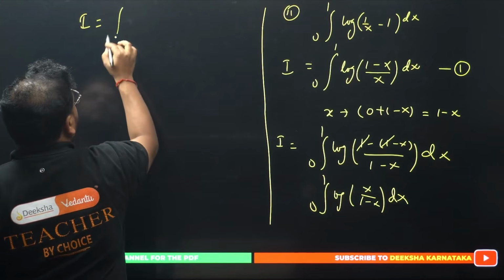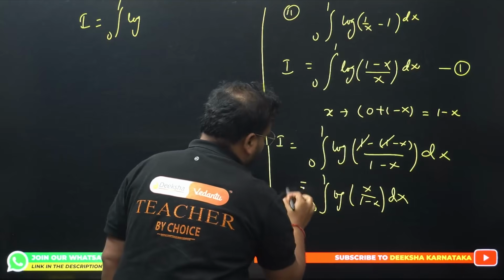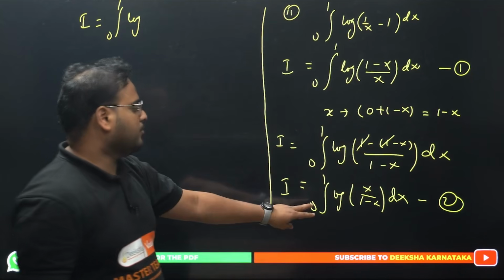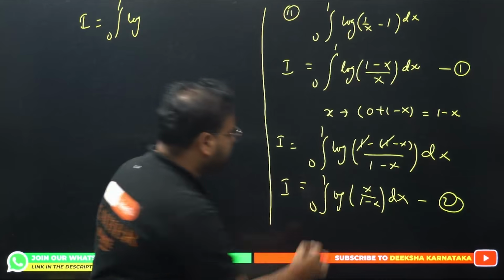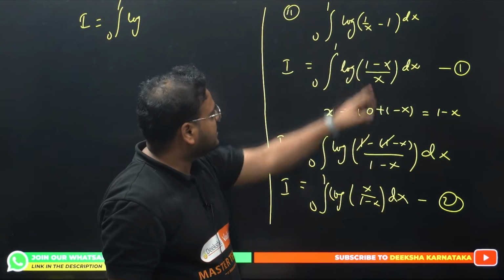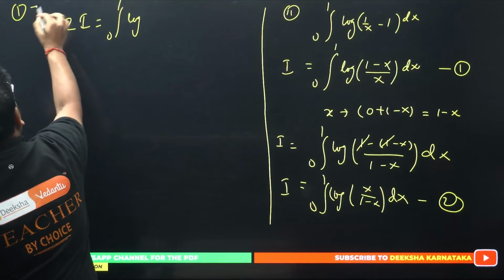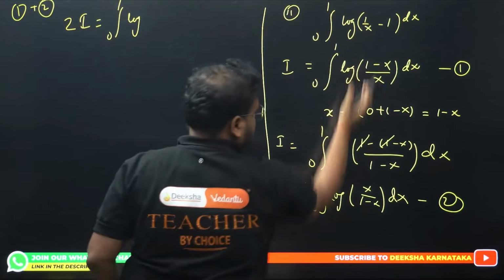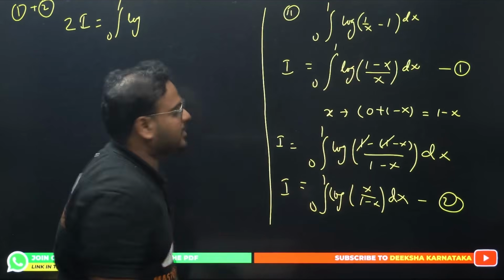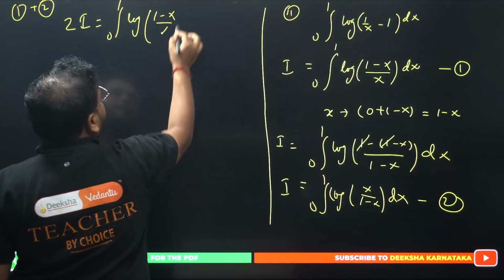Please check, 0 to 1 log of, okay, I can take this now from here only. I equals to equation number 2. Please check. 0 to 1 log of x upon 1 minus x dx. Here it is same thing. Add them. Add equation 1 and 2. Add these two equations. Limit is same. You can add log, right? Log a plus log b will become log of a into b.